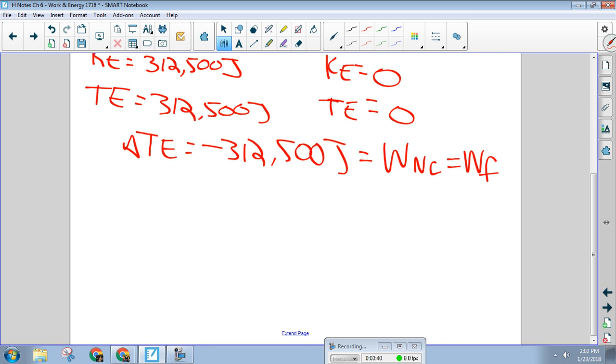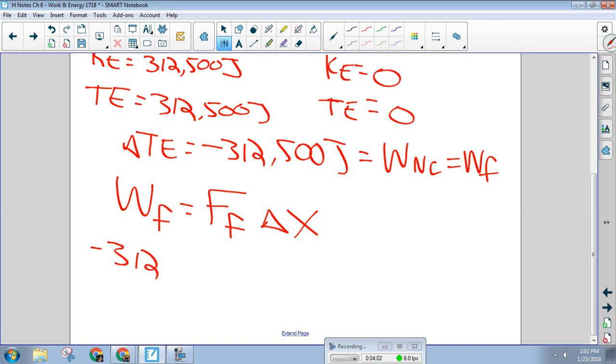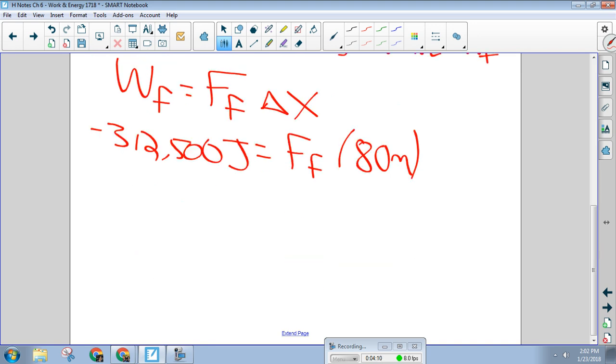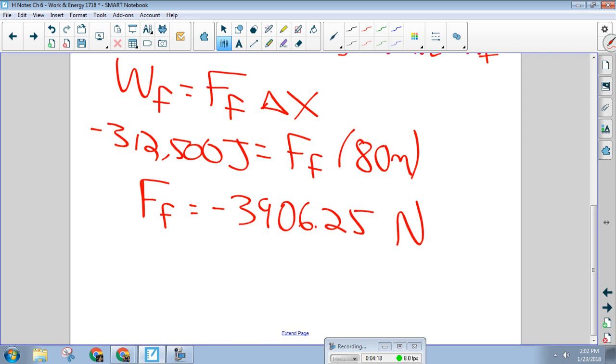What would probably be a good next step? Put it into the equation. Which equation? I need to ban the sentence. Put it in the equation. There's like a billion equations. Yeah, work is force times distance, right? So let's see. Our work of friction should be our force of friction times our displacement, right? So we get negative 312,500 joules, times 80 meters. So our force of friction, if you figure it out, ends up being negative 3,906.25, I think, if I divided that right.